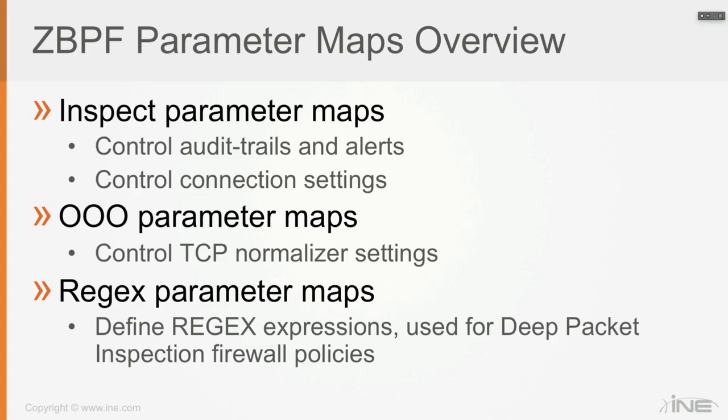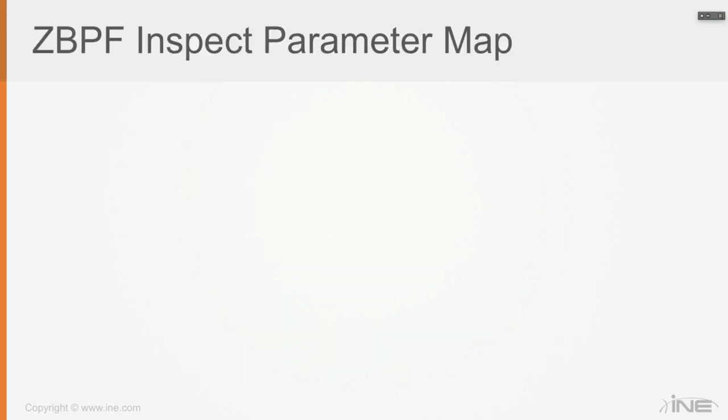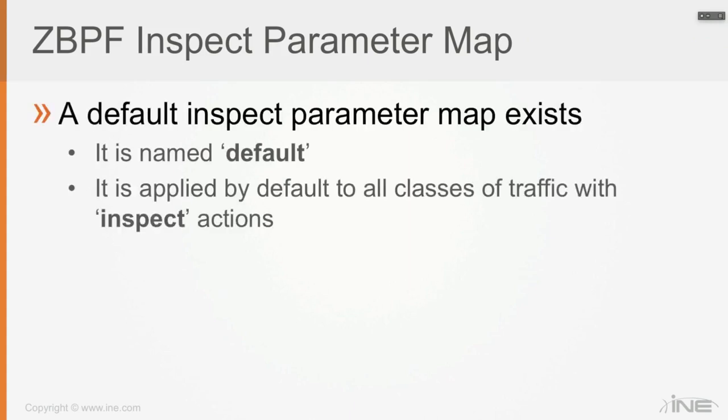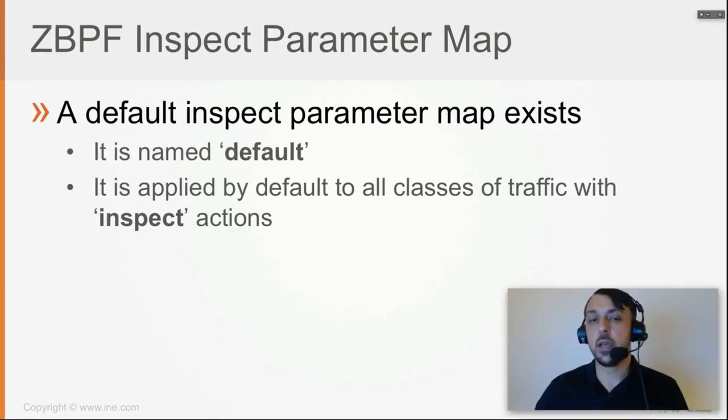Now let's speak about the inspect parameter map type. A default inspect parameter map exists, which is also named default, which is applied by default to all classes of traffic with inspect actions. Because I want the engine to have some default settings for how it runs. Like what are the default connection limits? What are the default connection timers? What are the default configurations for audit trails and alerts?